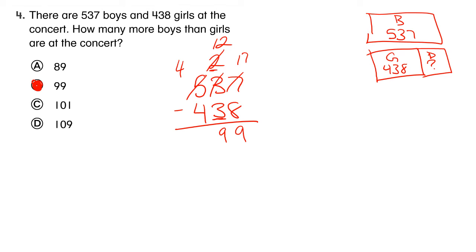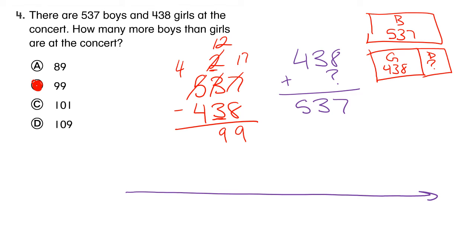Now I said before that we can use an addition problem to solve this. And that addition problem would be 438 plus what equals 537. So to solve this problem, I'm going to use an open number line. And I'm going to start with the 438. So I'm going to put that on the left-hand side so I can add and move to the right on our open number line.